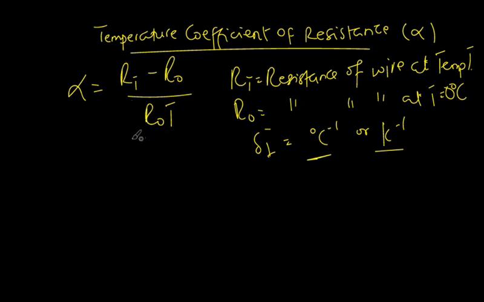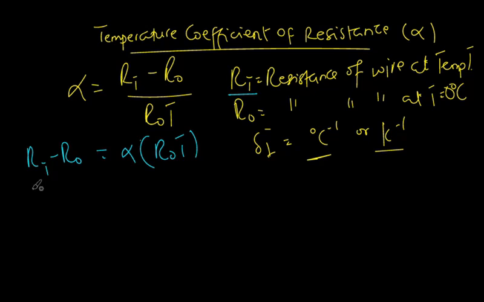Now this equation looks a bit more complicated, it's a little bit raw, so let's try and make it beautiful. Let's make R0 the subject. So we cross multiply, so we have RT minus R0, the top one, equal to alpha times R0 T. But we want to make RT the subject, sorry, let's make RT the subject.